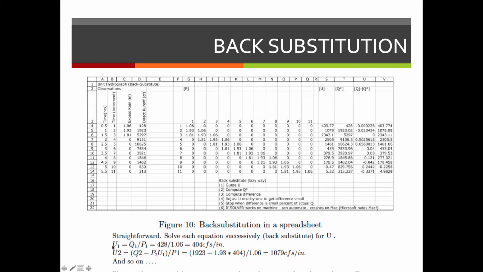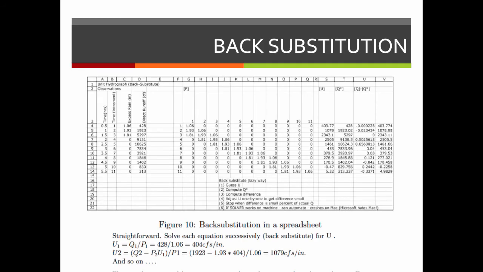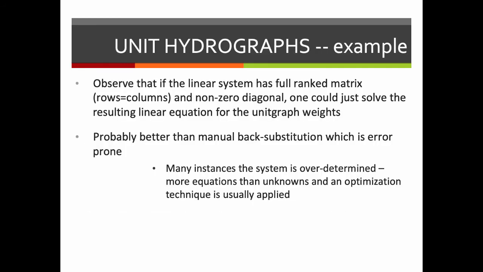So for example, unit weight 1 is Q1 over P1, which is 428 over 1.06, which is 404. Ultimately, I guess 403.77. And that produced an output of 428, which is correct. And then continued so on, back substitution to construct the spreadsheet. If the system is full ranked, as it is here, you could just solve the resulting linear equation for the unit graph weights.